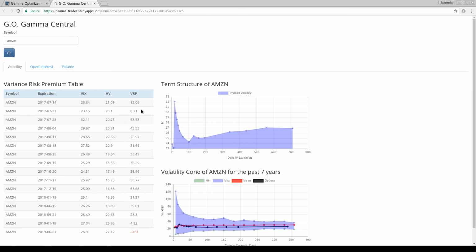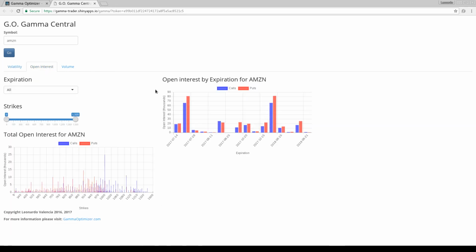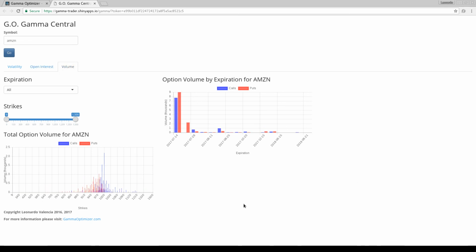I'm going to add an earnings tab that will give you lots of interesting information. But in the meantime, this is the tool. There's a volatility tab with the variance risk premium, term structure, and volatility cone. I hope you have seen how to use them. There's a tab for open interest of options that gives you interesting insight. And there is a tab about volume that is real time, only for the day, and the information is erased after 8 p.m. or so, when it resets the volume information.